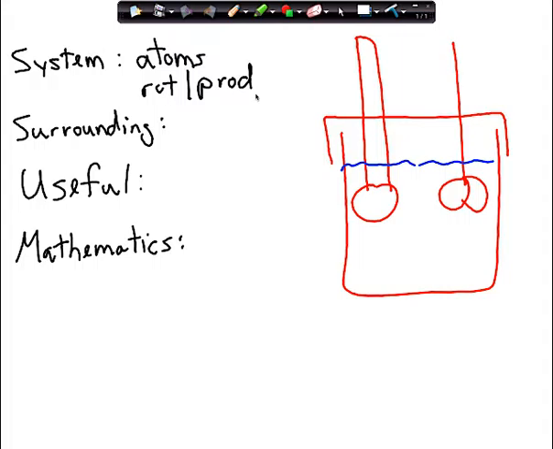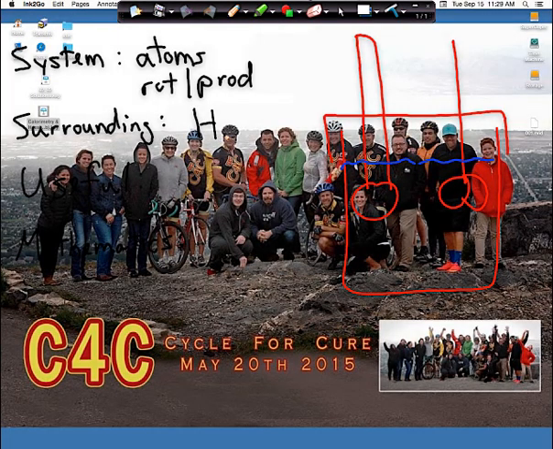So guys, when we talk about the surroundings, I didn't cuss when my lab blew up, but I'm about to cuss now.